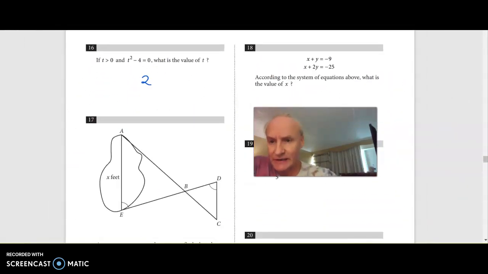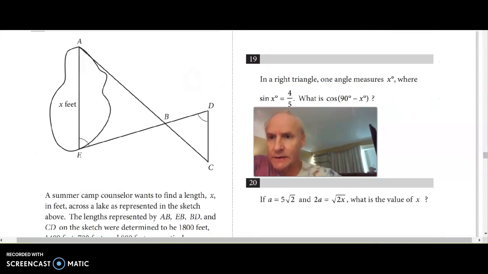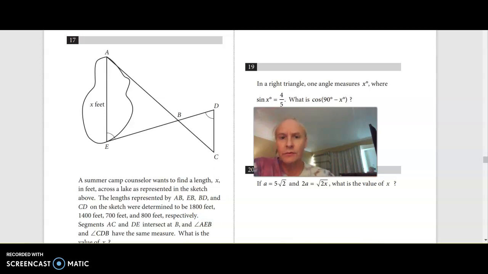Let's see, number 17, we've got a lake, and this is how you can measure across the lake without actually having to walk the lake, which you can't do. So it's an indirect measurement. It says that AB, EB, BD, and CD on the sketch can be 1800. So AB is 1800, and EB is 1400.